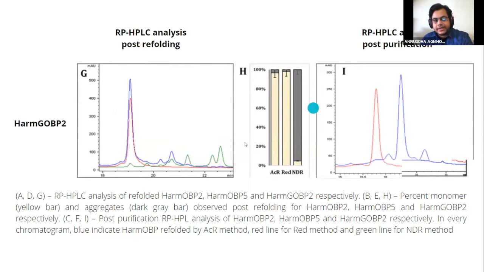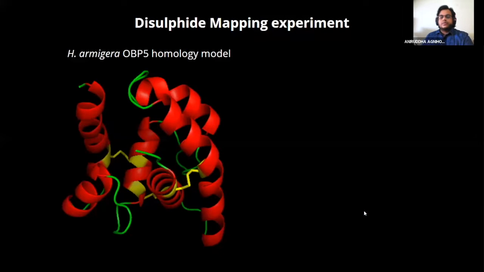I did the analysis not only after refolding, but also after purification, which means I used an affinity chromatography technique to purify this protein after refolding, because I told you earlier that it has a his tag attached to it. So using that his tag, I purified it and also checked what the state of it is after the purification.